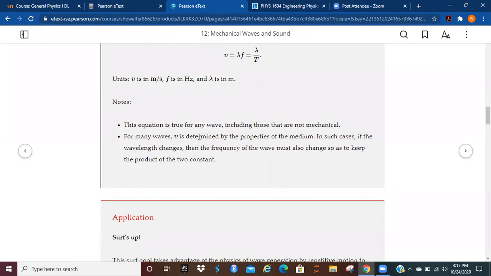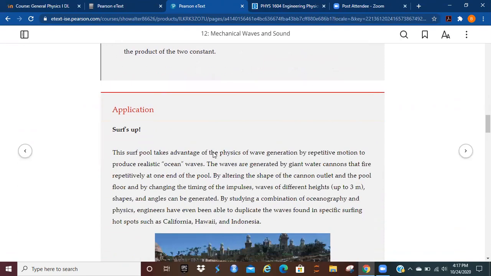For many waves, the velocity is determined by the properties of the medium. So if the wavelength changes, then the frequency of the wave must also change in order to keep the speed constant. If one changes, the other must change in order to keep that constant.